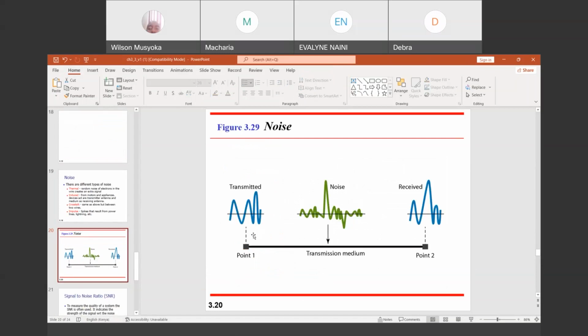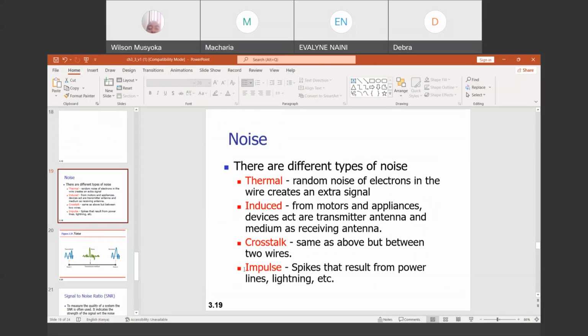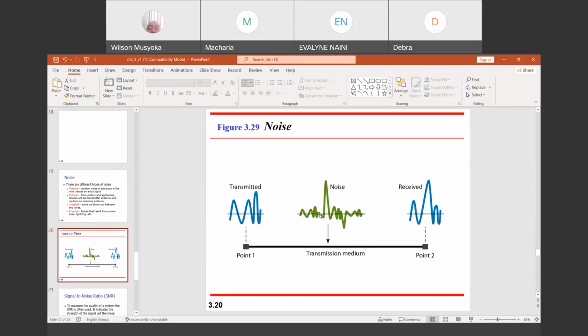So here we are showing this is the original transmitted signal, and then during transmission in the transmission medium, another signal is introduced. So it could be coming from thermal, induced, crosstalk or impulse noise. Once it is introduced, it affects this original signal such that it will be received looking like this. And that brings about the problem we are talking about, which we are calling noise.